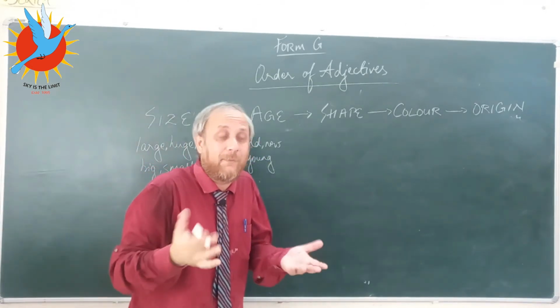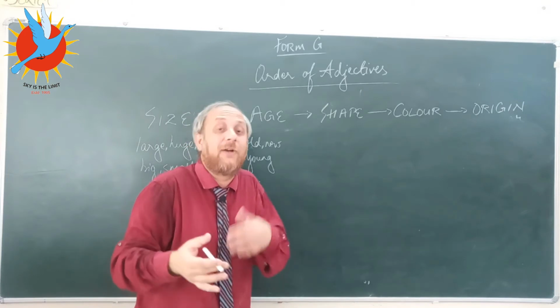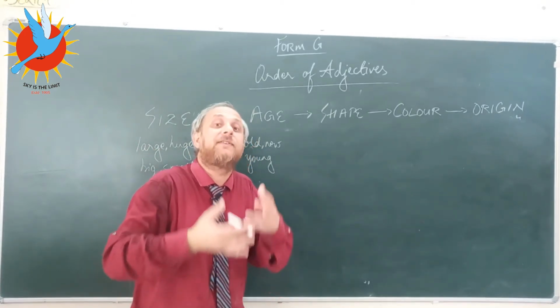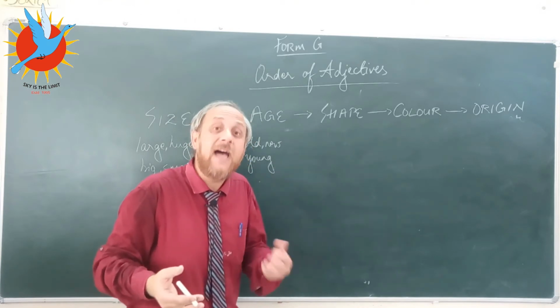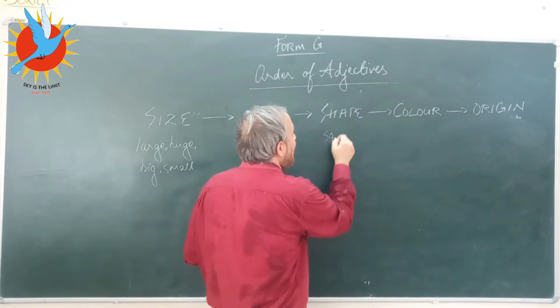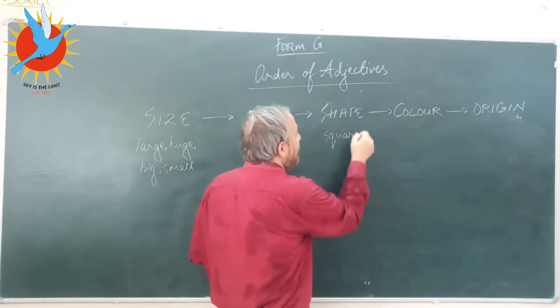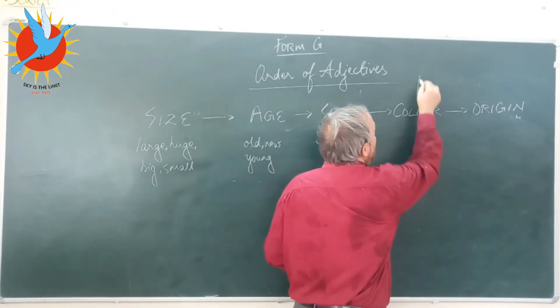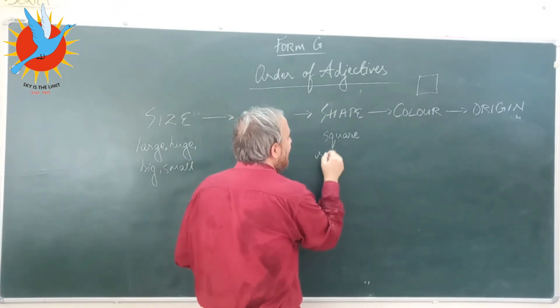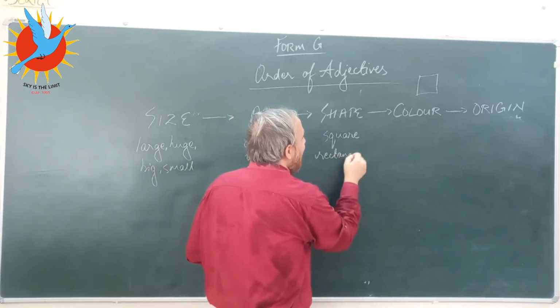What about shape? What are the different kinds of shapes? Rectangular, oval, circular, square. All these are shapes. So let's say square. I hope you know the shape of a square. Okay, then let's say rectangular.